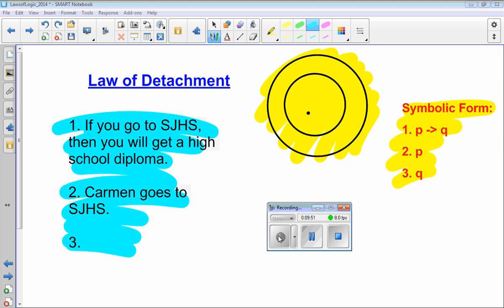You asked if the dot was important. The dot is extremely important, so please put it where you see it. Okay, excellent.